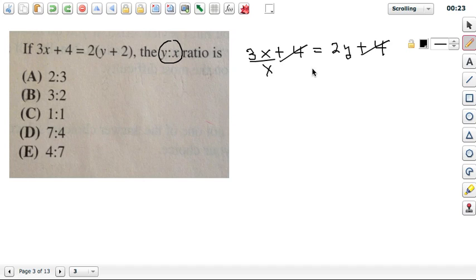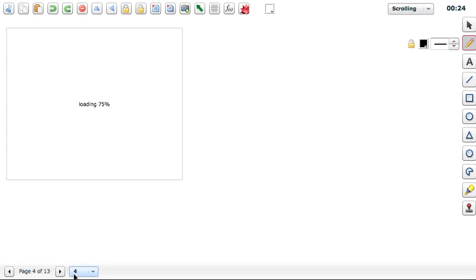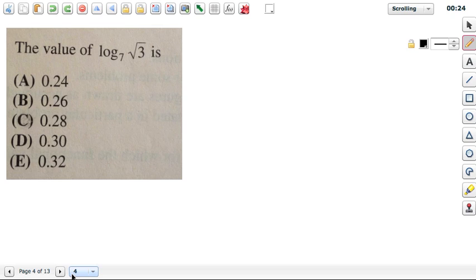So if we divided both sides by x, you will have 3 is equal to 2y over x. Now if you divided both sides by 2, you will have 3 over 2 is equal to y over x. So the ratio of y to x is B. So the correct answer here is B. Congratulations if you got this one. Moving on. Pause your video and try this one.